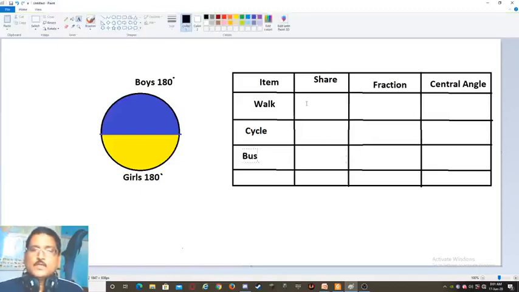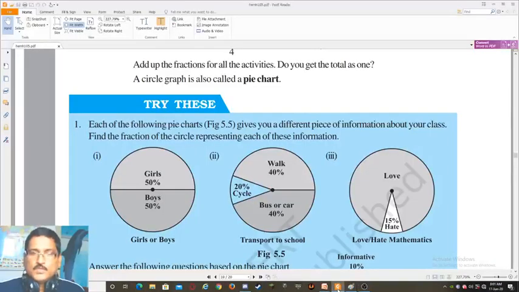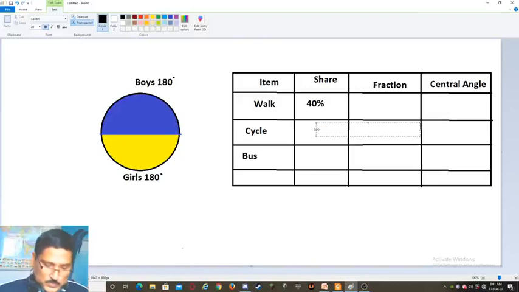Clear? Walk share is how much? Walk 40%, cycle 20%, bus 40%. 40, 20, 40. Okay? What is the percent? 40% here, 20% here, and here also 40%.